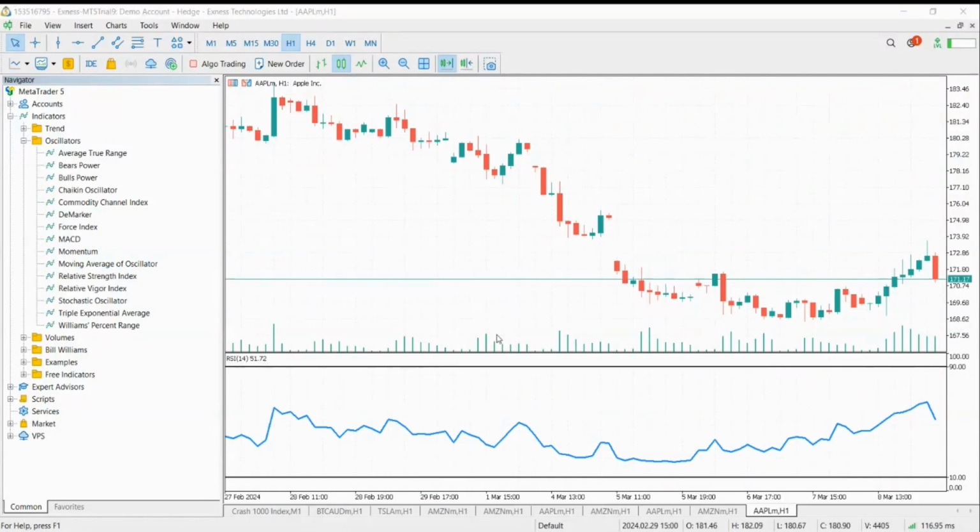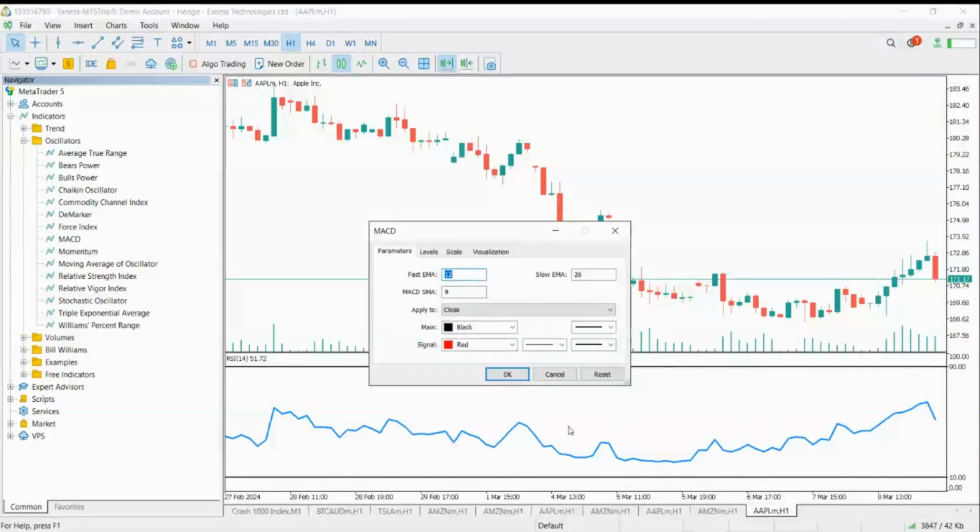So the second indicator which we are going to use is the MACD. All right, then you put it on the chart. For the parameters, we're going to set the fast EMA to 12, the MACD SMA to 9, while the slow EMA you're going to put on 26. Then you apply to close. For the main, the color is going to be black. For the signal, you put the color on red, while you use a straight line here, just as you can see. Okay, this third one right here. Then this one is going to be the second one, and you click on done.